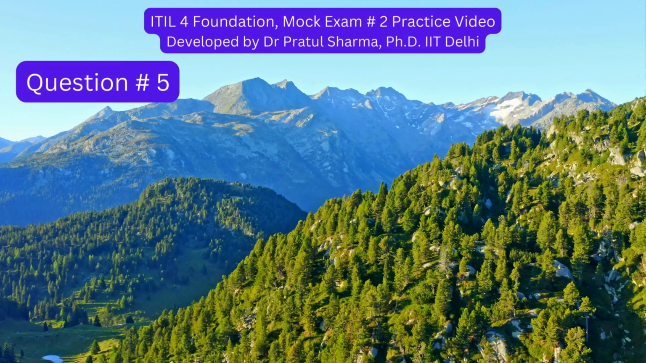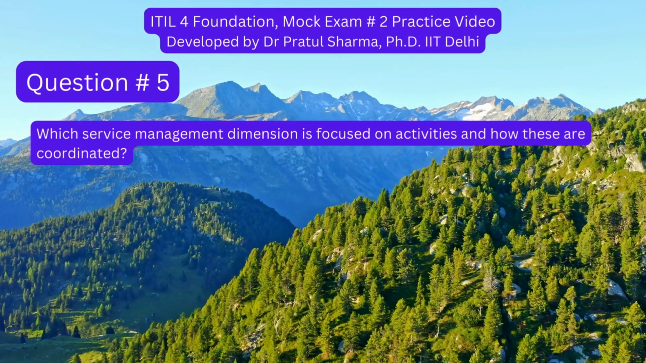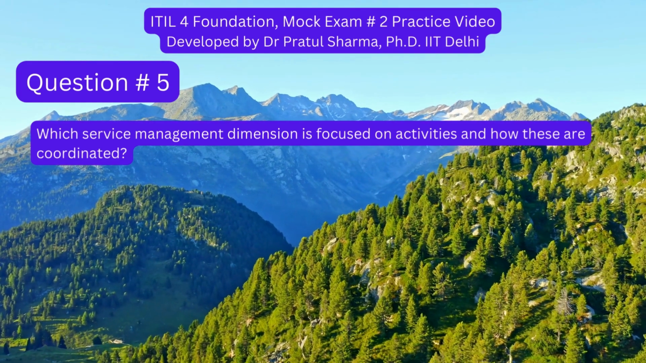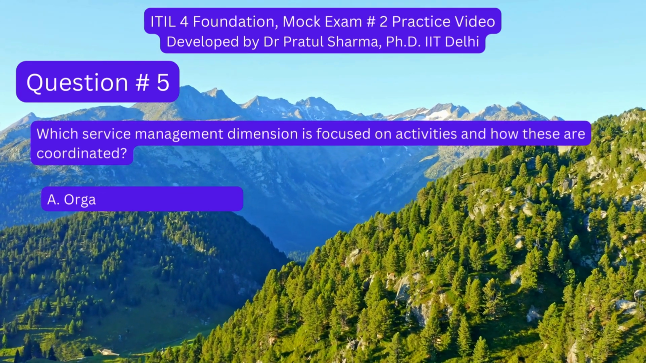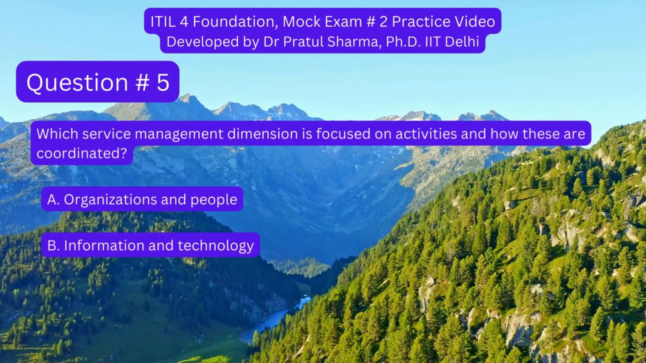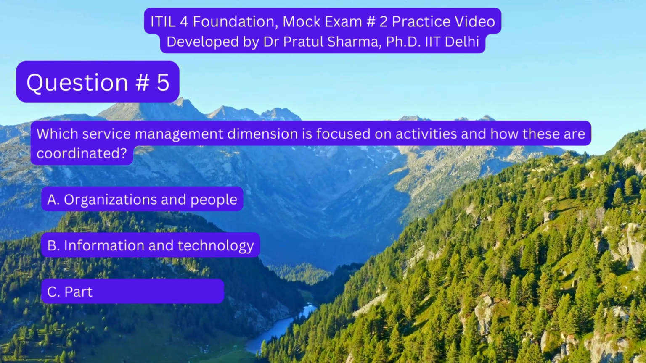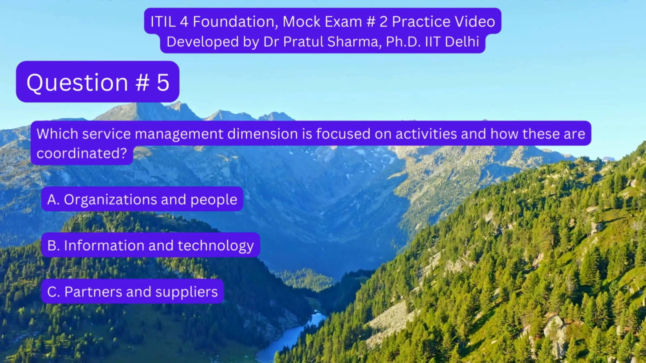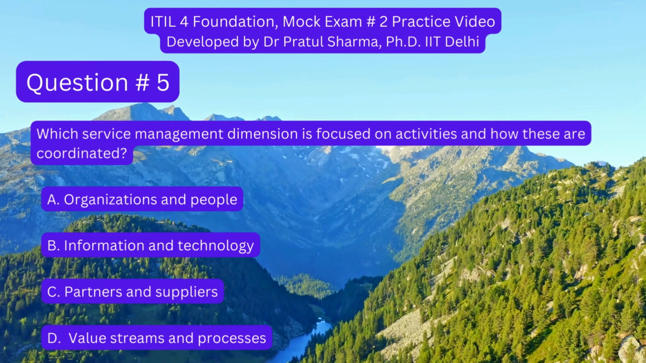Question number 5. Which service management dimension is focused on activities and how these are coordinated? A. Organizations and people. B. Information and technology. C. Partners and suppliers. D. Value streams and processes.